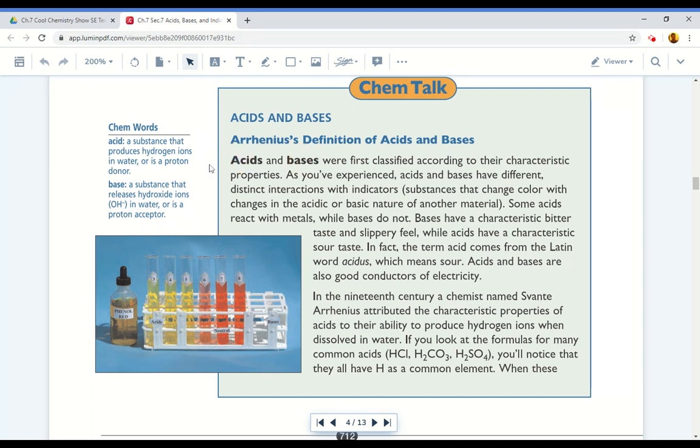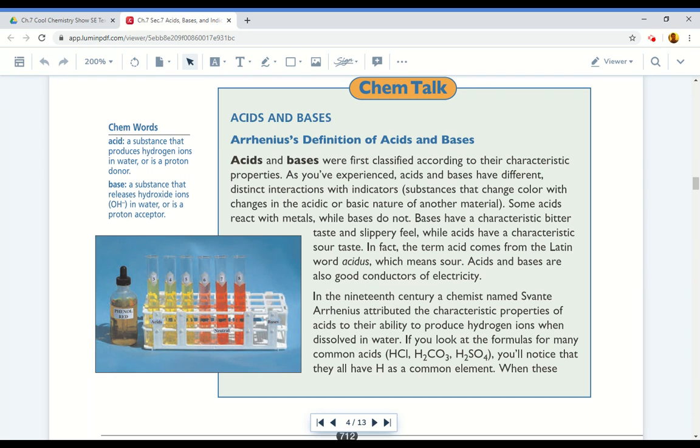Acids and bases were first classified according to their characteristic properties. As you've experienced, acids and bases have different distinct interactions with indicators, substances that change color with changes in the acidic or basic nature of another material. Some acids react with metals while bases do not. Bases have a characteristic bitter taste and slippery feel, while acids have a characteristic sour taste. In fact, the term acid comes from the Latin word acidus, which means sour.